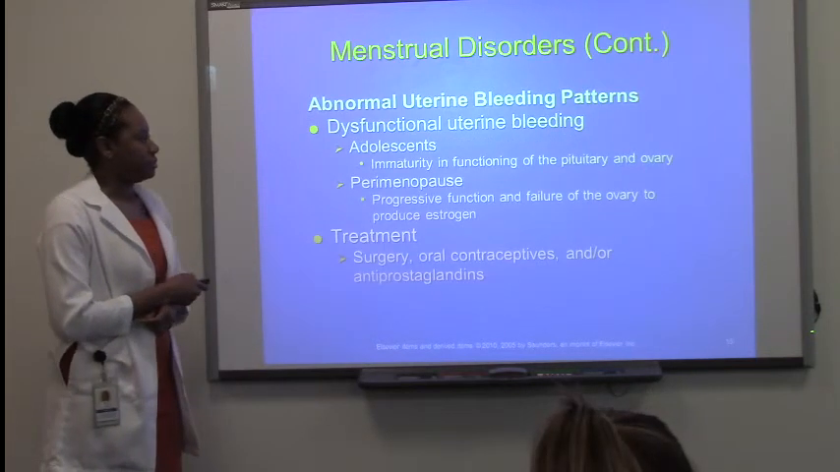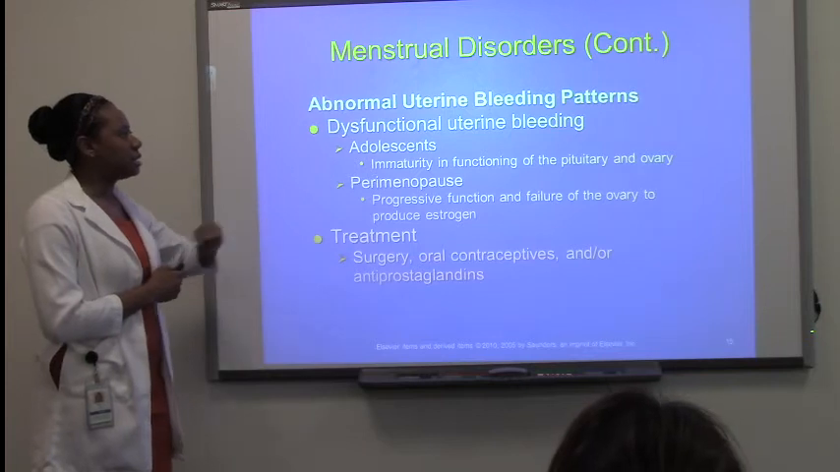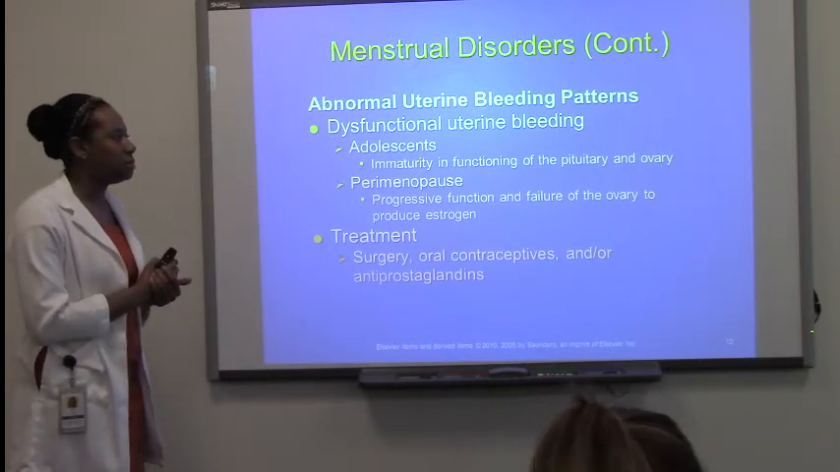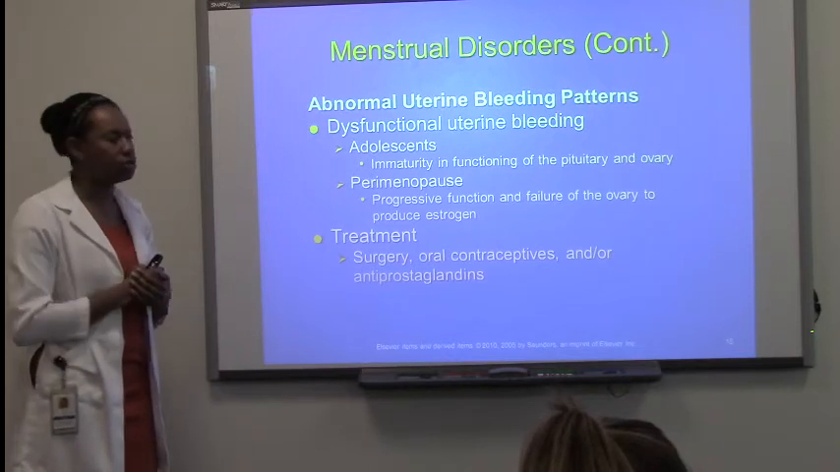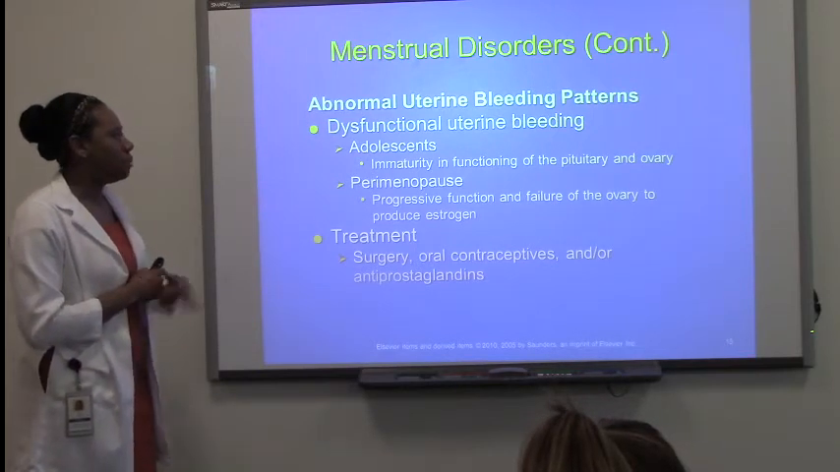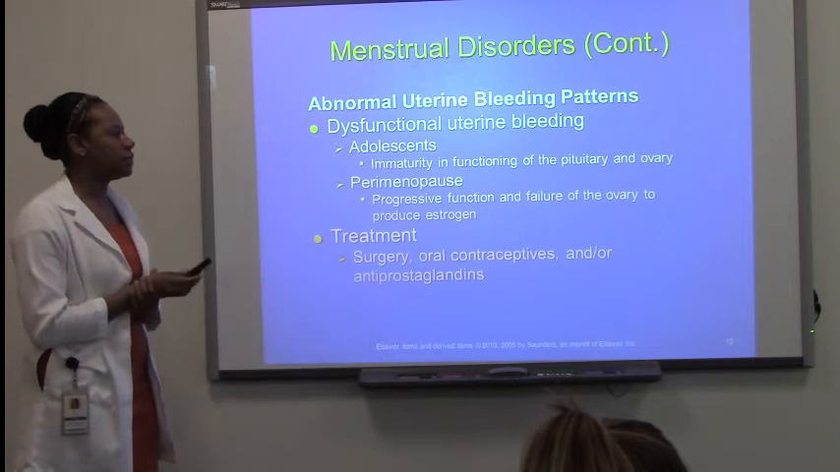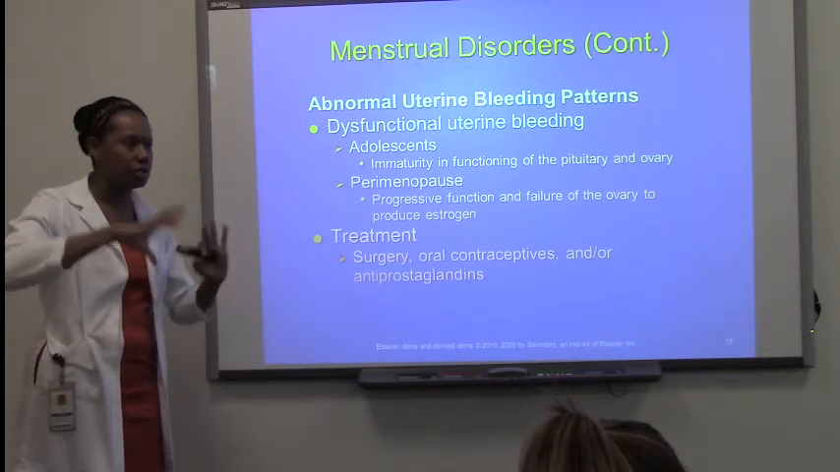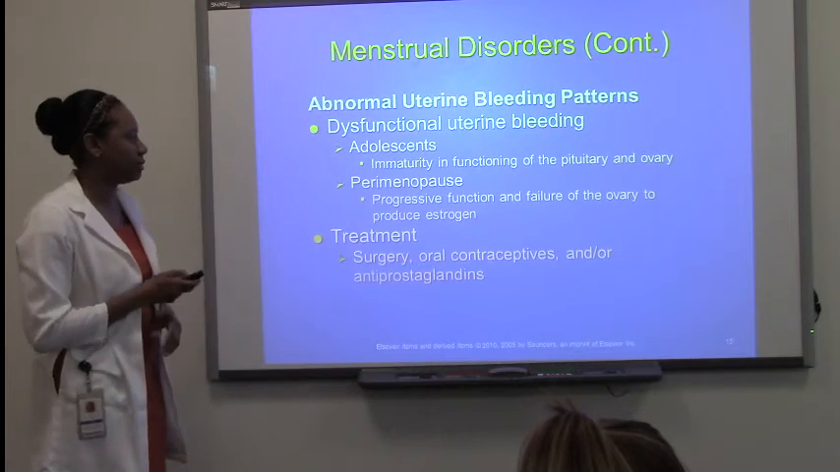Now, adolescents, again, if they do have issues with the cycle being off, this can be from more of a hormonal pituitary situation. Perimenopause, we know what happens with that. The ovaries don't produce enough estrogen, decreased estrogen, therefore everything starts to slow down.